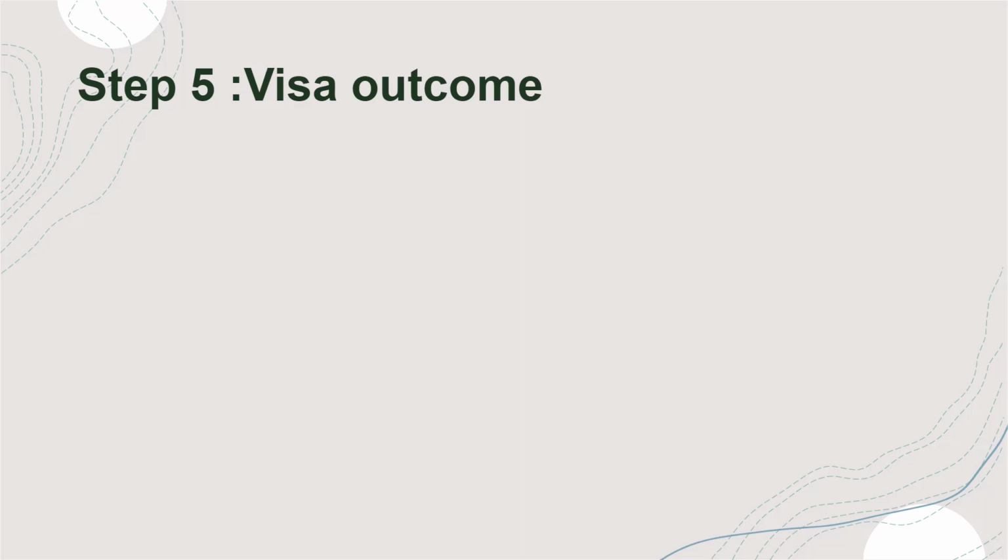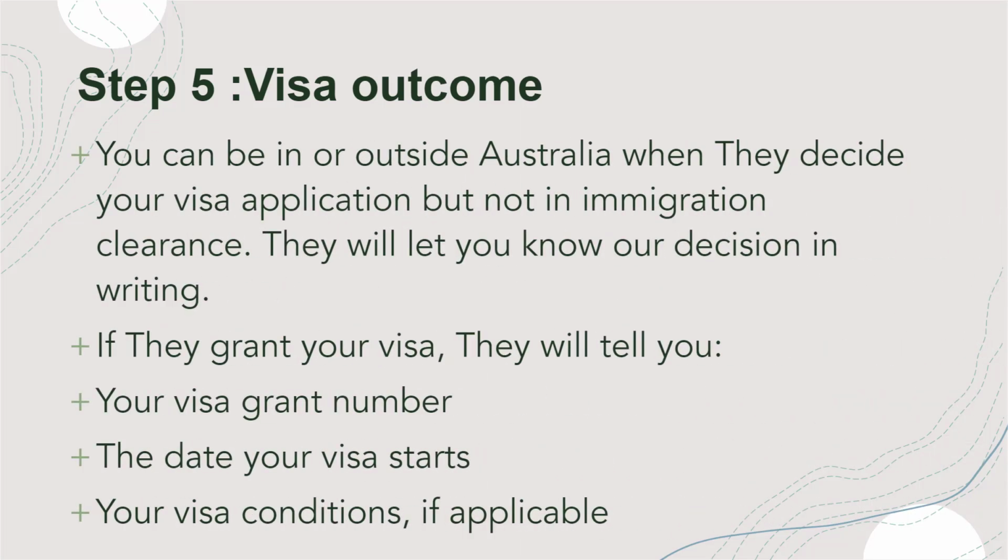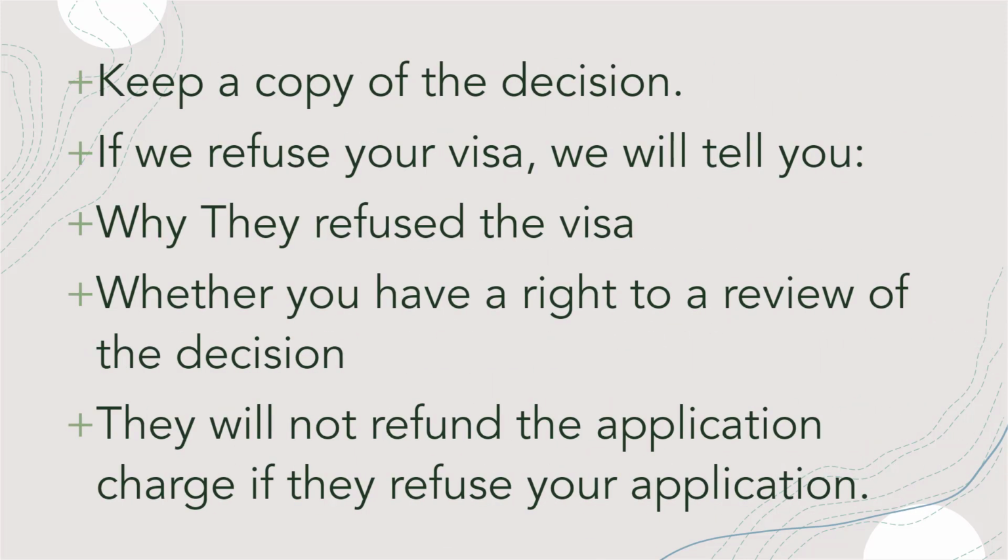Now, let's talk about visa outcome. You can be in or outside Australia when they decide your visa application, but not in immigration clearance. They will let you know our decision in writing. If they grant your visa, they will tell you your visa grant number, the date your visa starts, and your visa conditions, if applicable. Keep a copy of the decision. If they refuse your visa, they will tell you why we refused the visa and whether you have a right to a review of the decision. We will not refund the application charge if we refuse your application.